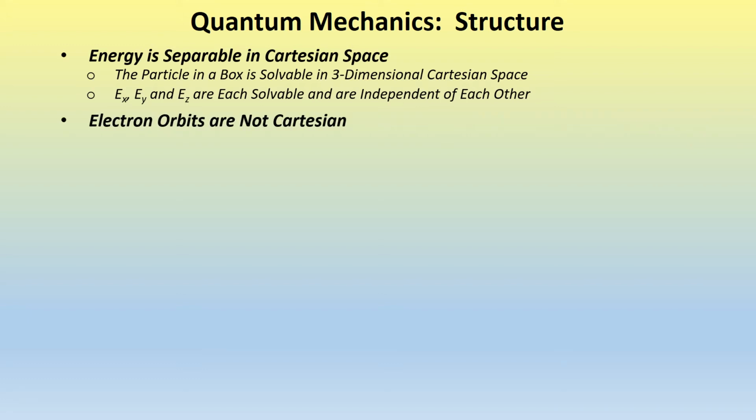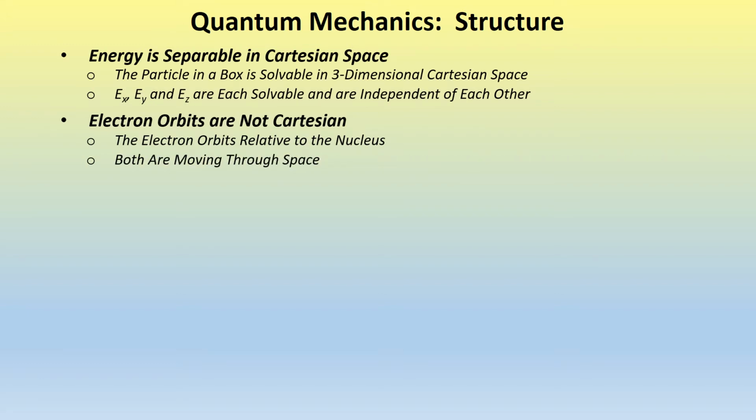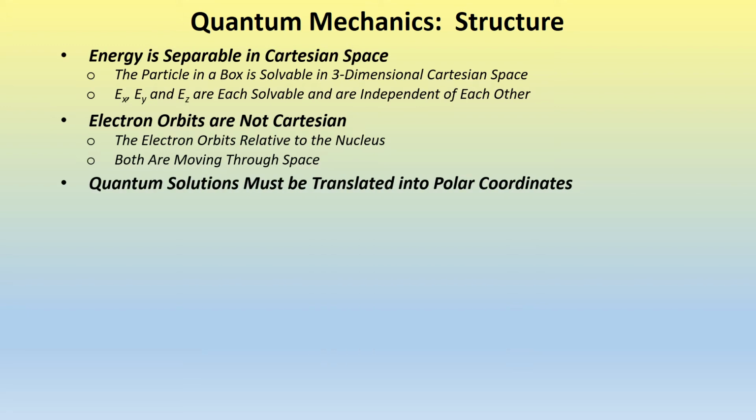However, when trying to construct an atom, one realizes electron orbits are not Cartesian. The electron orbits relative to the nucleus, and both are moving through space. Therefore, the quantum solution must be translated from Cartesian absolute coordinates into relative polar coordinates.